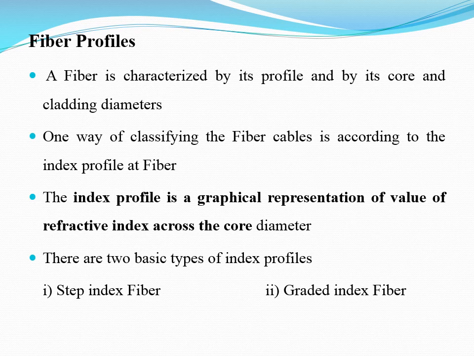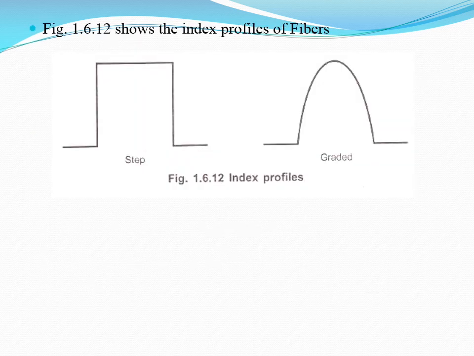There are two basic types of index profiles defined. One is step index fiber, one is graded index fiber. Here you can see that this is a step index. Since the shape of this fiber core represents a step, we consider it a step index fiber. Here the refractive index is constant, whereas in the graded index fiber, the refractive index changes from core to cladding.